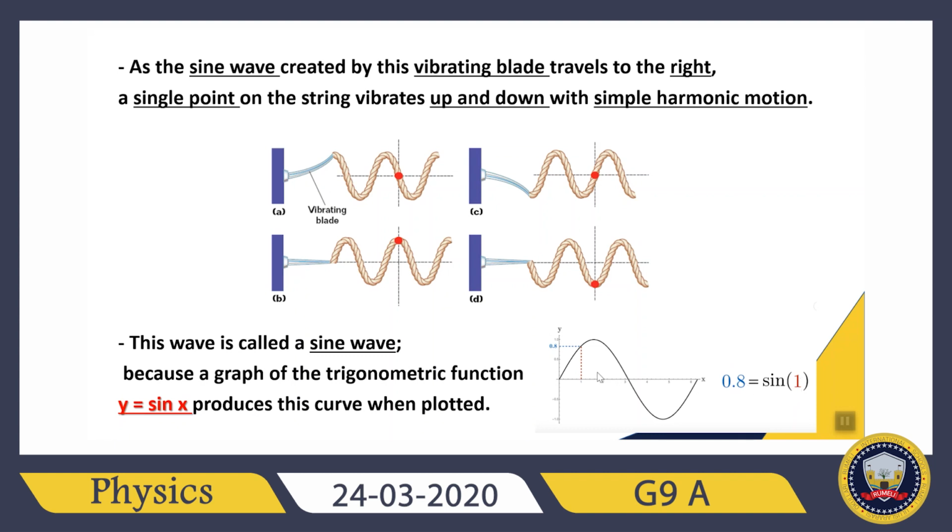For example, here at x equals 1, if you want to calculate y, you simply compute sine 1 with the calculator. It will give you 0.8. So this is the y point, and you can easily plot a graph like this to get the sine wave. So again, the sine wave is called by this name because the graph of the trigonometric function y equals sine x produces this curve when plotted. So this curve, or this shape, is the form of the sine wave.